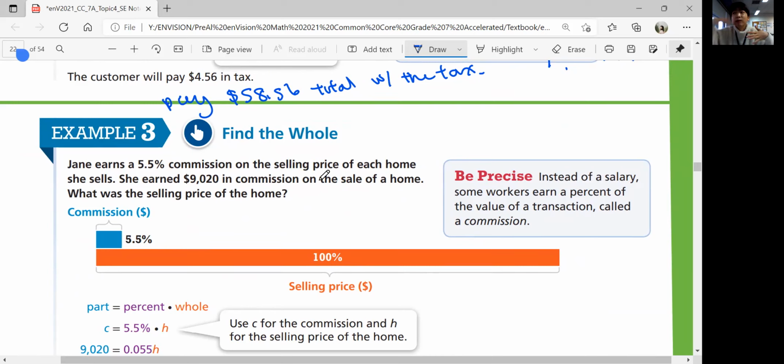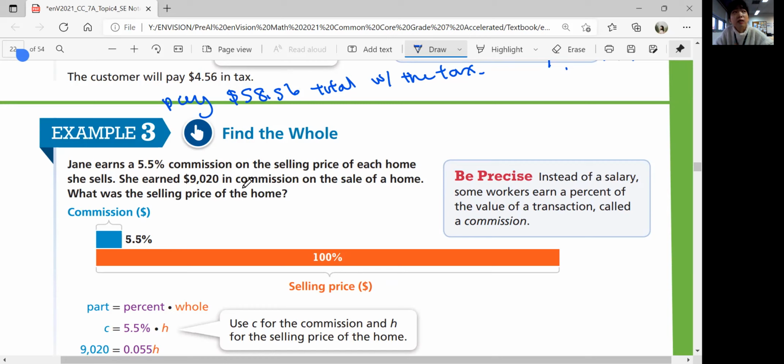She gets money from the company monthly, right? She gets paid from the company. But if she does a good job and she sells the house, she gets a commission, like a bonus pay. Okay, 5.5% of the actual sales. She earned $9,020 in commission on the sale of a home. That's a lot. What was the selling price of the home?